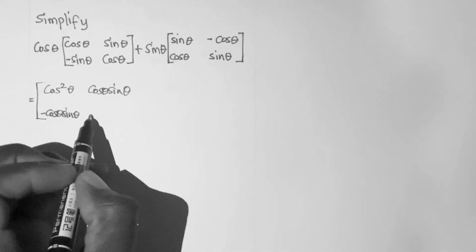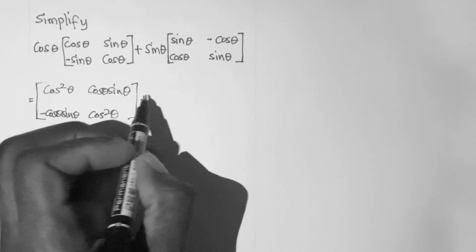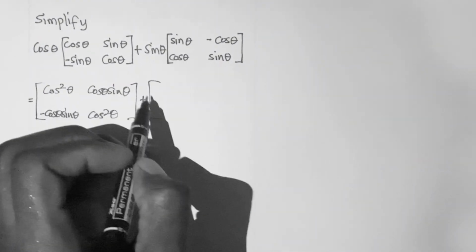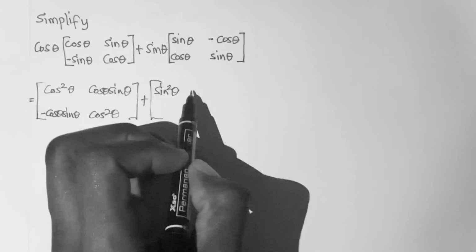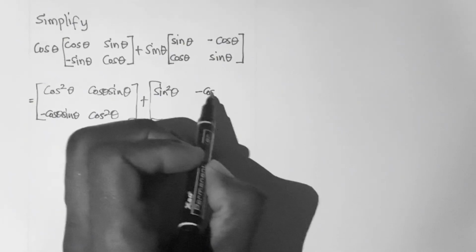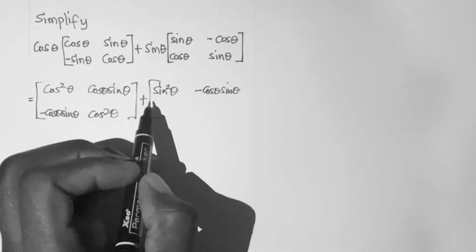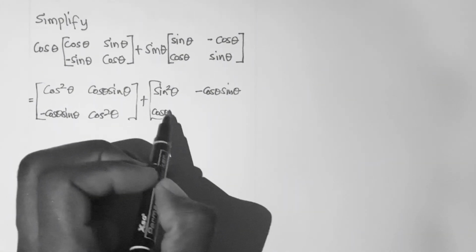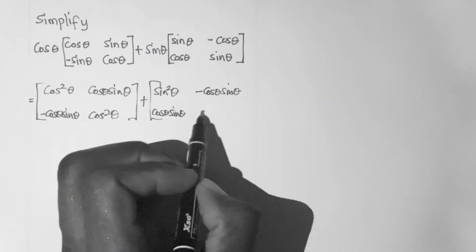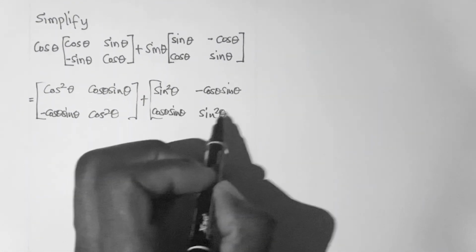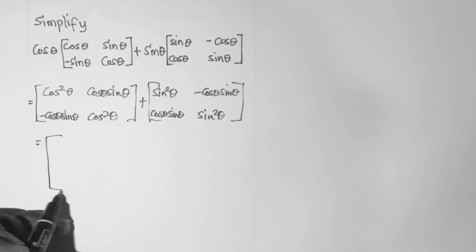Then cos theta times cos theta is cos squared theta. Then plus sin theta times sin theta is sin squared theta. Then sin theta times minus cos theta is minus cos theta sin theta. And then sin theta times cos theta is cos theta sin theta. Then sin theta times sin theta is sin squared theta. Bracket close. So this is equal to, let's bring a big bracket here.